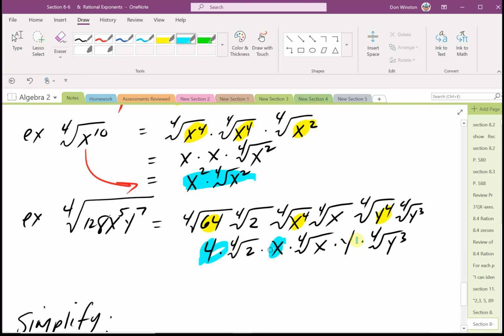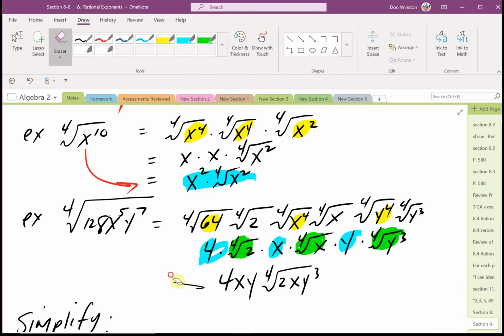So now let's see, what can I multiply together? Everything outside the radicals, right? So 4 times x times y, that would be 4xy. And then I can multiply my radicals: 2 times x times y to the third. So that's going to be the fourth root of 2xy to the third. And there we have it. So the fourth root of 128, x to the fifth, y to the seventh, simplifies to 4xy times the fourth root of 2xy to the third.